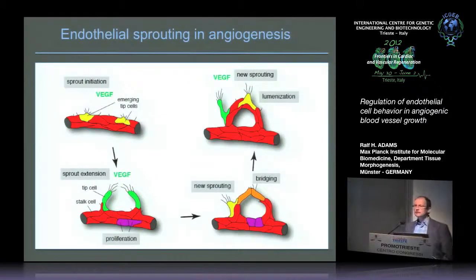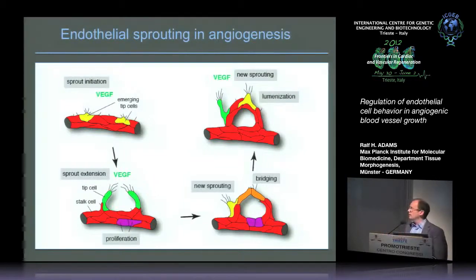So sprouting alone is of course not enough to make new blood vessels. You need other processes, and that's shown in this cartoon here. Sprouts need to make new connections, and these connections have to be converted into blood-carrying tubes, and these are steps that are still relatively poorly understood and that need to be investigated much more carefully in the future.